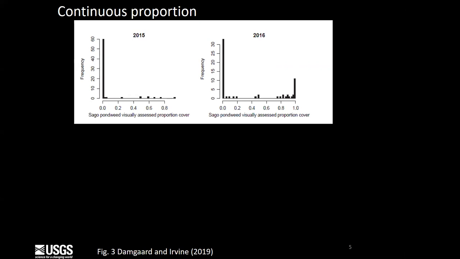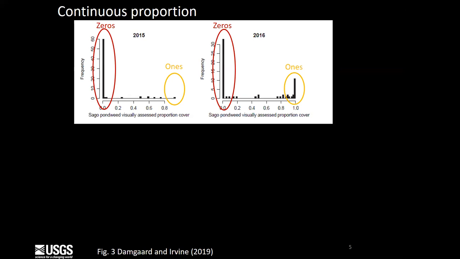So this was data collected in 2015 and 2016 from Bowdoin National Wildlife Refuge, which is up in eastern Montana. And a couple things I want to point out here. I already pointed out that it's a continuous proportion between 0 and 1, so that's the x-axis. And then you can see there's a lot of zeros. That means there were a lot of plots out there where they would go in their canoe and they did not record any sago pondweed.